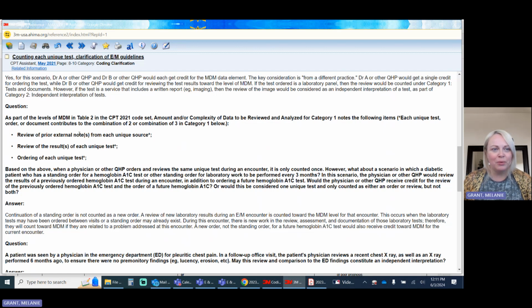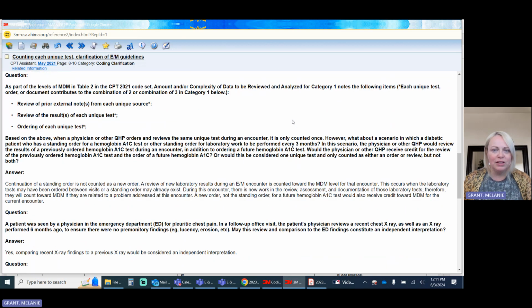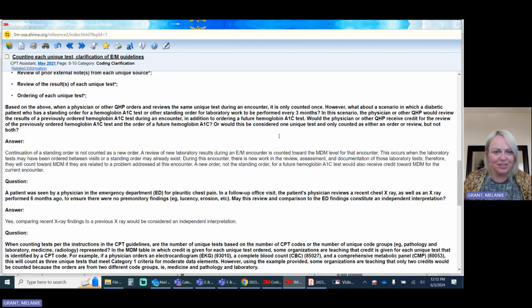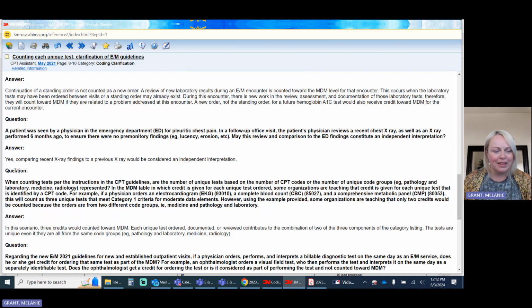Another question that's looked at with medical decision making is the amount of data reviewed for previous notes. Okay, so when they look at prior notes, here we have some examples.